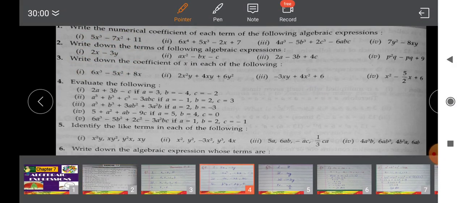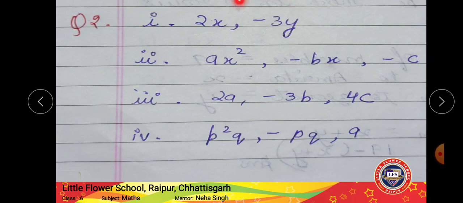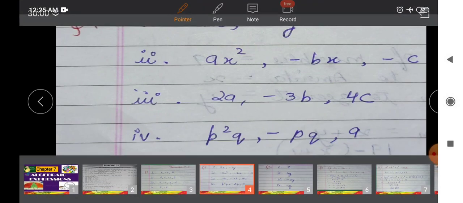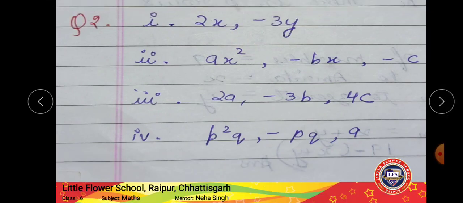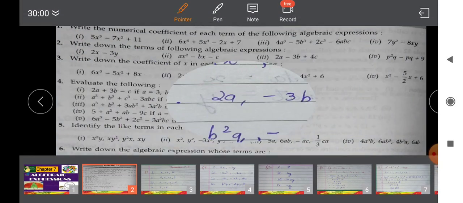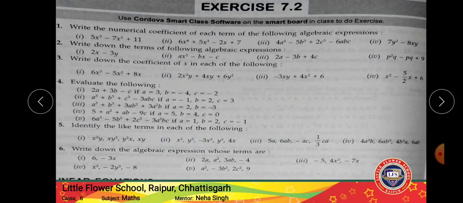See, moving on to the next, 2x and minus 3y, right? In place of the sign we will put a comma. Why? Because we are denoting the terms, we are not writing the equation, right? We'll put a comma. Next, again, ax square comma minus bx comma c. When I write all these together, the given equation is formed. So these are the terms, okay?